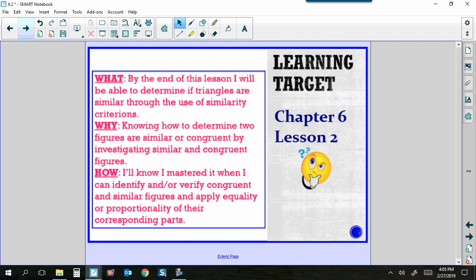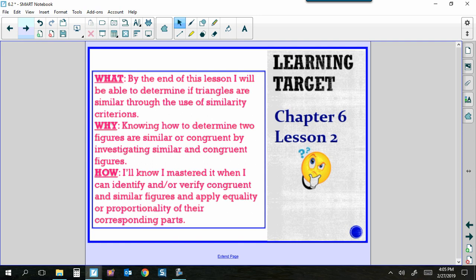So, what are we going to be learning about? Well, by the end of the lesson, you will be able to determine if triangles are similar through the use of similarity criterions. Very much so like our congruent criteria. Yep, absolutely. So, learning something that we've already learned before with just a couple taking a different spin on it. Yep, absolutely. So why do we need to know this?